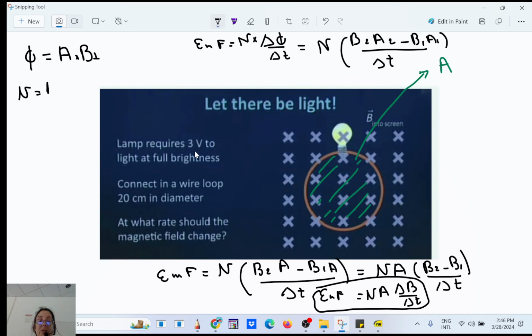The EMF is 3. The area, it's the area of a circle, that's going to be pi r square. And you want to solve for delta B over delta T. So every second, what's the change in the number of magnetic field lines? So pi r square, so the area is pi r square. Are you doing it?